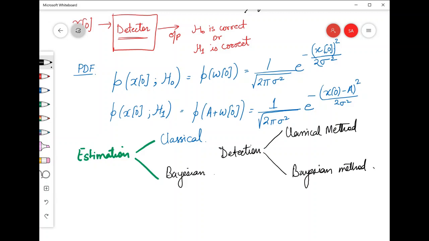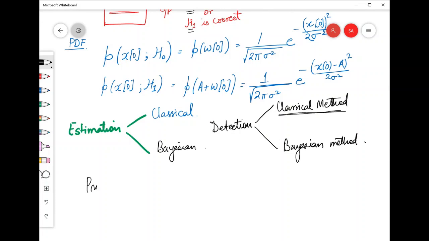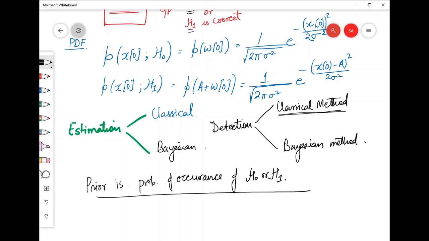Okay, so in classical methods we do not know with what probability H0 or H1 occurs. So this is our prior. The prior is the probability of occurrence of H0 or H1. So if this prior is not provided, or if we do not use the prior, then we use the classical methods. If the prior is provided, that means the probability of occurrence of H0 or H1, then we use Bayes methods.